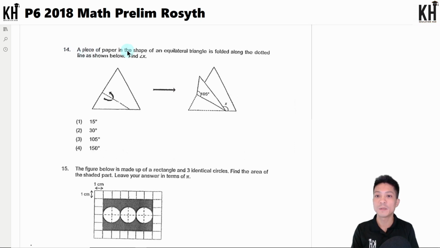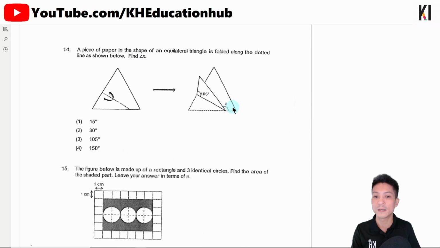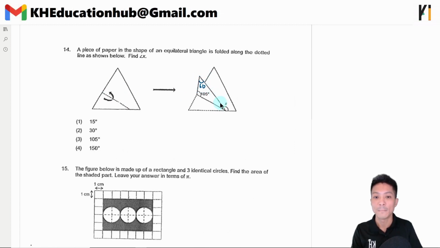Question 14. A piece of paper in the shape of an equilateral triangle like this is folded along the dotted line as shown below. We need to find what is angle X. Since this is an equilateral triangle, that means this is 60, and I can find this angle here.